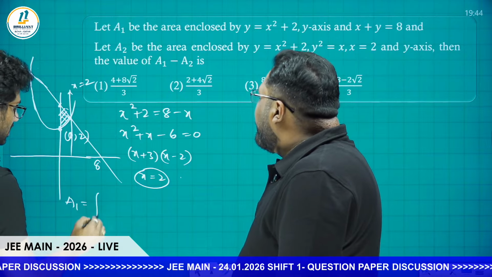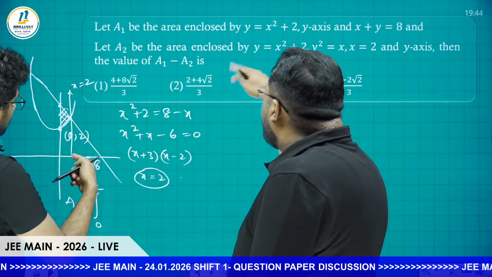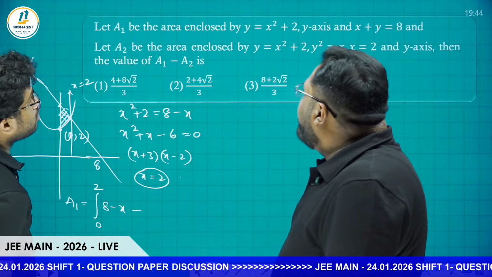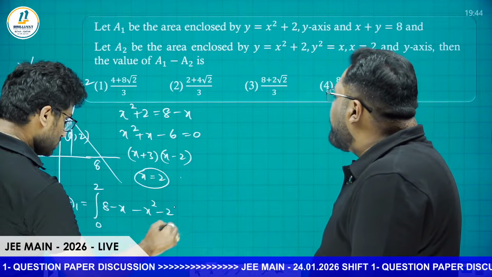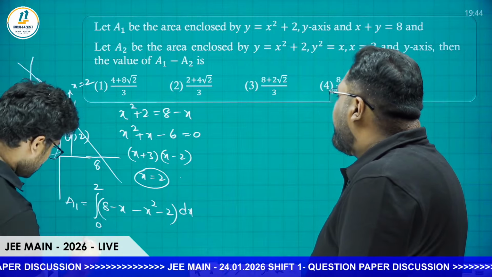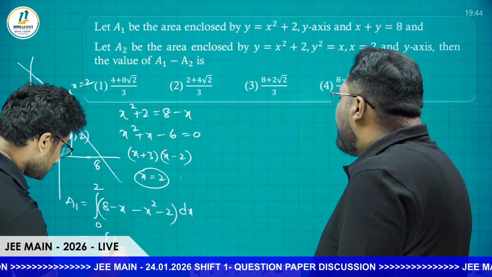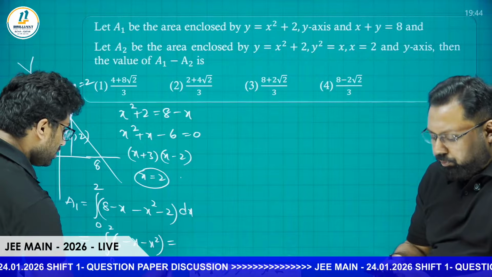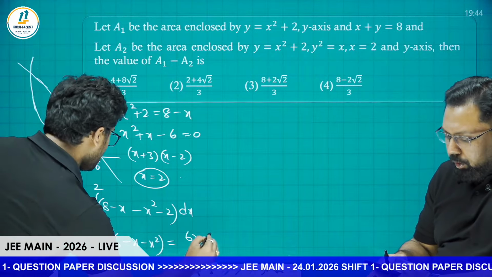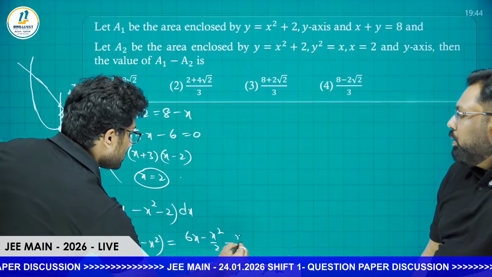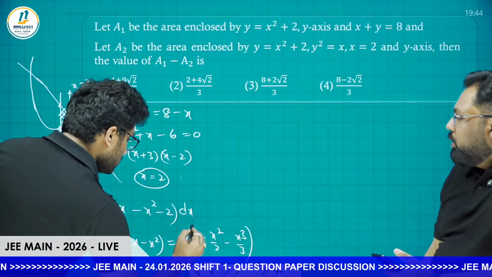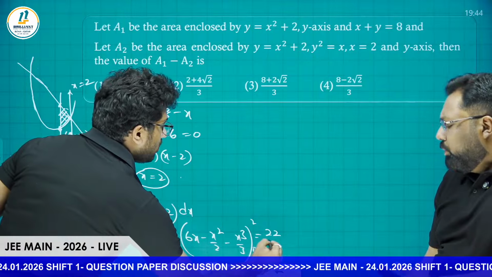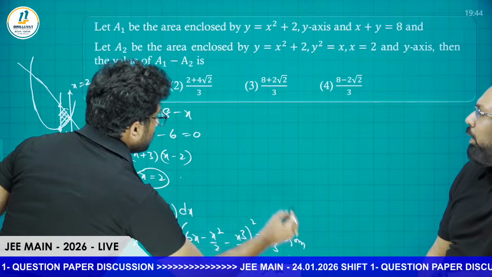Area 1 is equal to the integral from 0 to 2 of line minus parabola. Line is 8 minus x, minus parabola which is x square plus 2, whole dx. So this is now 6 minus x minus x square from 0 to 2. We will get 6x minus x square by 2 minus x cube by 3, from 0 to 2. The answer is 22 by 3 square units. So this is A1.